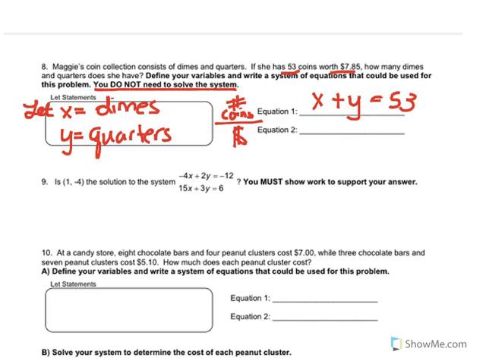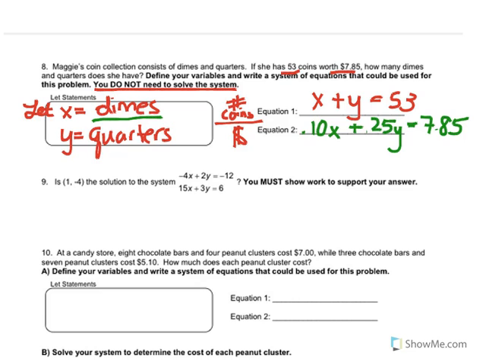Now, I'll use green for the money. How can we do that? Remember, what is the value of dimes? Dimes would be worth 10 cents. So 10 cents times x plus 25 cents times y, which is the quarters, is going to add up to $7.85.